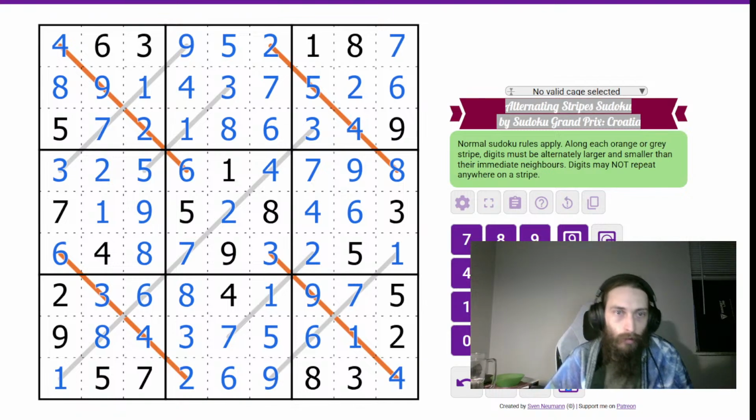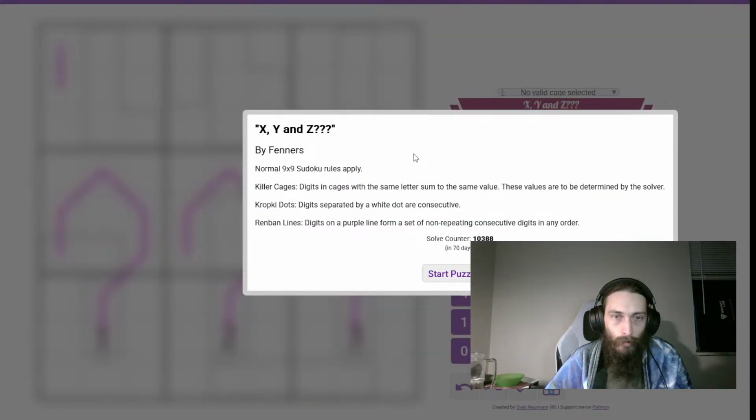Alright. Anything else on this puzzle before moving on? Alright. X, Y, and Z, question marks, by Fenners. Normal 9x9 Sudoku rules apply. Killer cages. Digits in cages with the same letter sum to the same value. These values are to be determined by the solver. Kropki dots. Digits separated by a white dot are consecutive. Renban lines, digits on a purple line, form a set of non-repeating consecutive digits in any order.